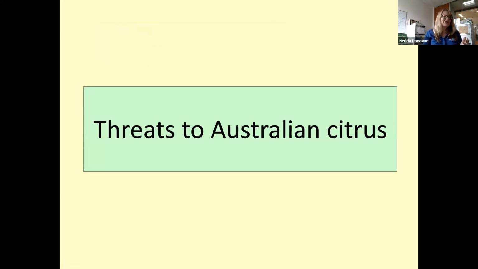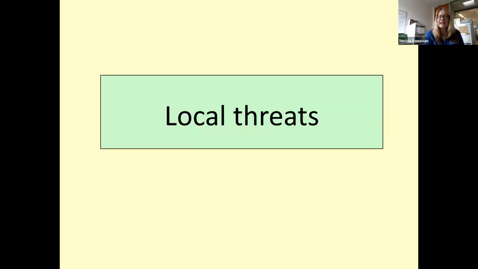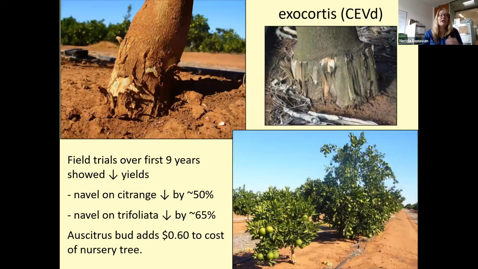So what are some of the threats, just to show you what they might be? So the threats that we already have here, it's that big list. I'm just going to mention a couple of them. So Exocortis viroid, just to show you it can reduce your yield by up to 50% on citrange rootstocks and by up to 65% on trifoliata rootstocks. So you'll just be wasting your time and effort. You're not going to get as much fruit off your tree. And when you think about it, Oz Citrus only adds 60 cents to the cost of producing a nursery tree. So it really is worth it.